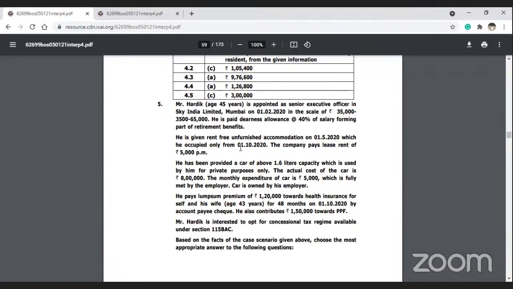But why you are calculating whole year's DA? Unfurnished accommodation is from 1st May 2020 till 1st October only, no? We'll be taking only those 5 months. Salary only of that period. Yes, exactly. No, I don't think so.